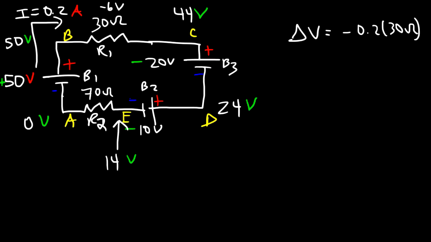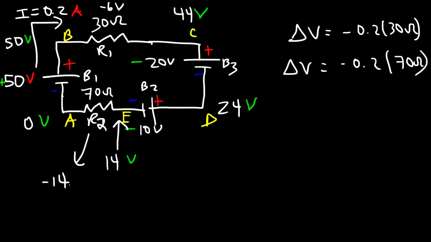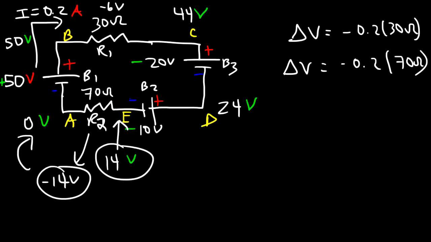And to calculate the voltage drop across R2 is going to be the current multiplied by R2. So -0.2 times 70, that's -14. So that's the voltage drop across this resistor, and 14 minus 14 will bring us back to 0. So now you know how to calculate the electric potential at every point in a circuit.